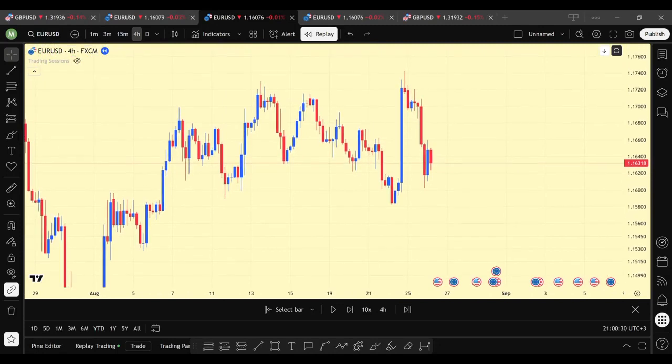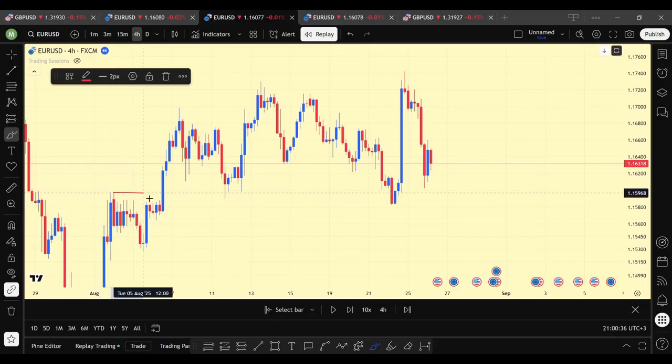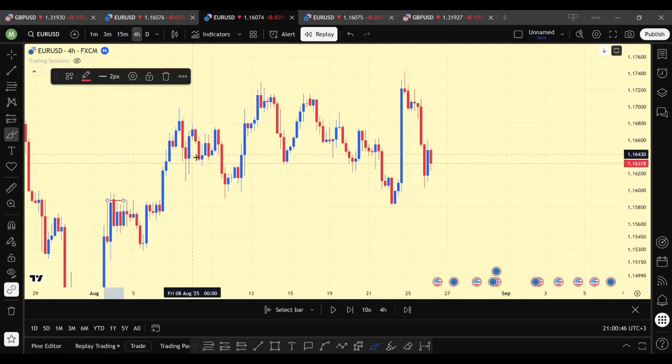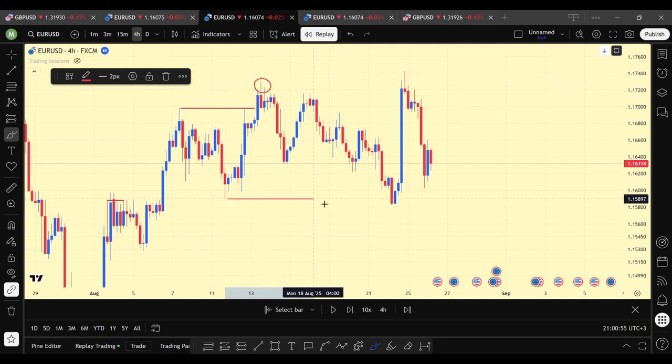All right, so exactly right here you can clearly see that price was creating these valid pullback highs. You can see that's a valid pullback. This one here is not a valid pullback. This one here is a valid pullback. Again, another valid pullback.